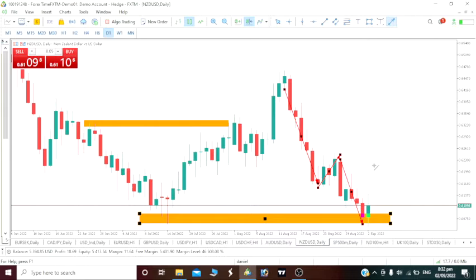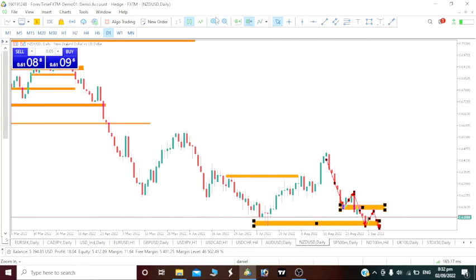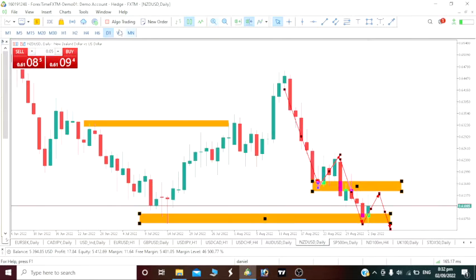Now we are having a correction, right? So once we have this correction, I believe we would have the correction to this level here, which is about 0.61618. Currently we are trading at 0.61094. So if you can see our price rise up to 0.61618, then we would have another huge impulse move downward on our New Zealand USD. So that is on our daily time frame.